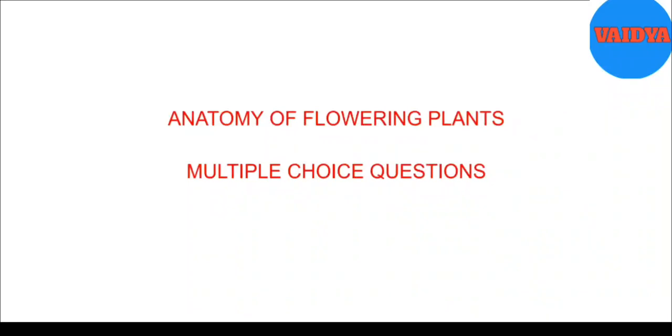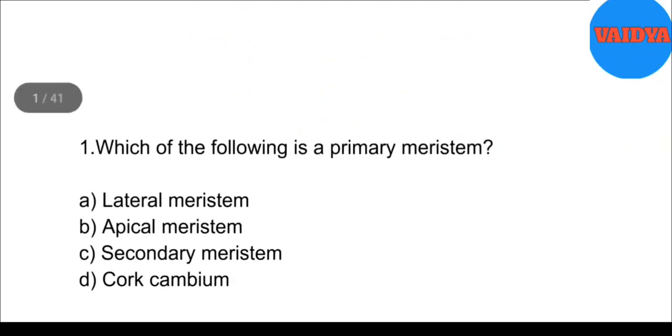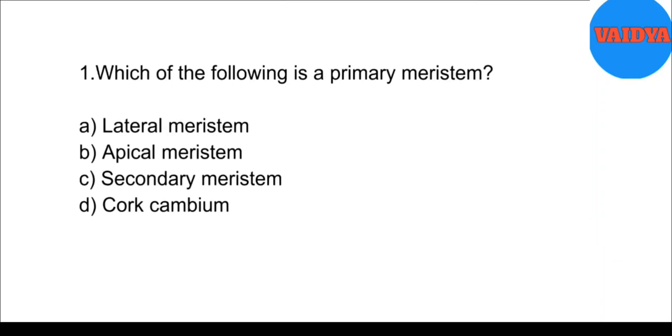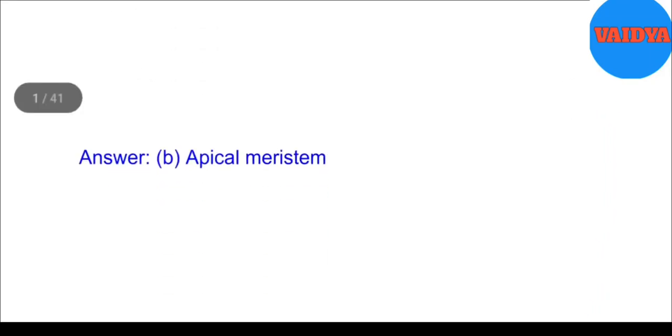Anatomy of flowering plants. Top 50 multiple choice questions. 1. Which of the following is a primary meristem? A. Lateral meristem. B. Apical meristem. C. Secondary meristem. D. Cork cambium. Answer. B. Apical meristem.